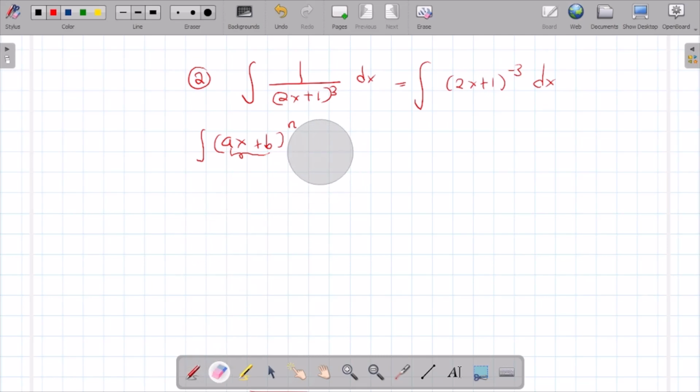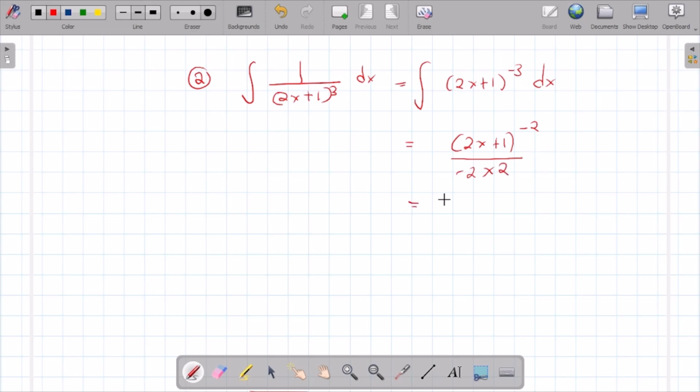So this is our case. For our case, we have n equal to minus 3, and the coefficient of x in this case is 2. All right. So this integral is going to be equal to, now remember, it is 2x plus 1. If I add 1 to the current power of 2x plus 1, I'm going to have minus 2. So we're going to divide by minus 2 multiplied by the coefficient of x, which is 2. Now this is going to be equal to minus 1 over 4 multiplied by 1 over 2x plus 1 to the power 2.